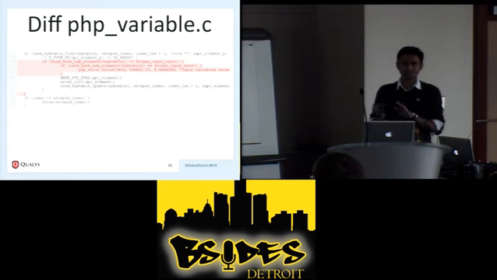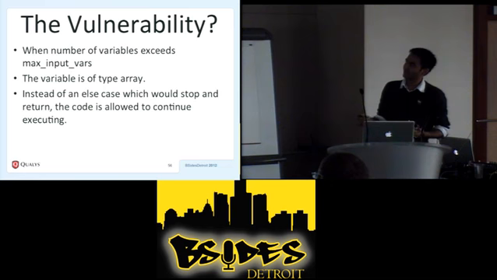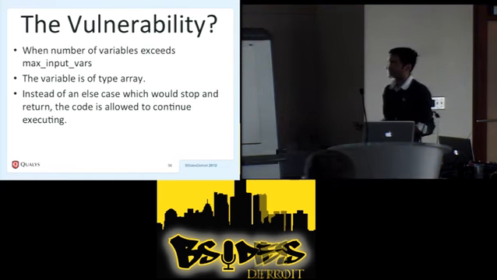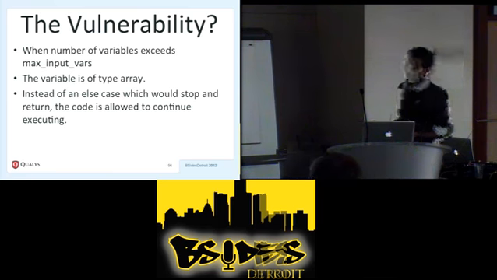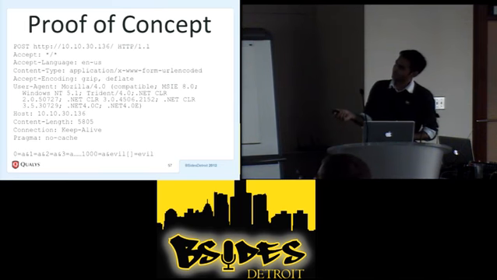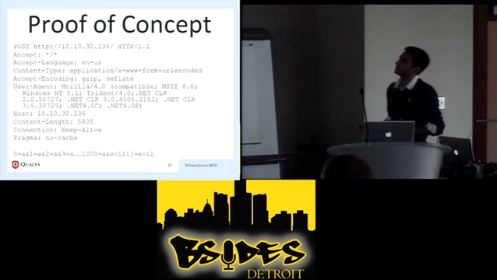So just imagine a web server running PHP with a remote code execution vulnerability. The vulnerability occurred when the number of variables exceeded max_input_vars. The variable is of type array, and instead of an else condition where they should have returned from the code, it was allowed to execute, and that introduced a remote code execution vulnerability. Proof of concept for this is very simple. You just do a post on the target web server with random variables. 1000 was the default limit set by max_input_vars, and you just add an array element over here, and you have a proof of concept for a remote code execution vulnerability on PHP 5.3.9.